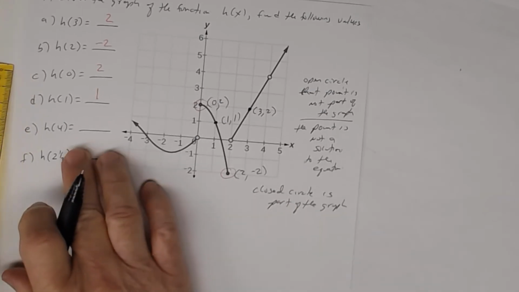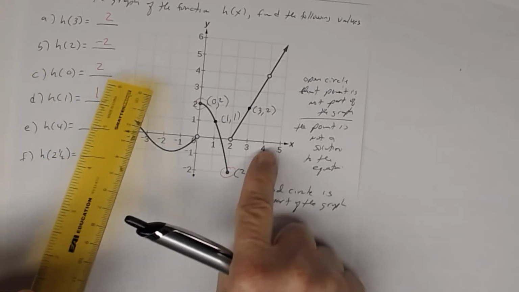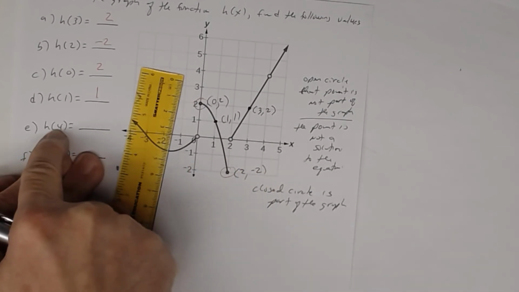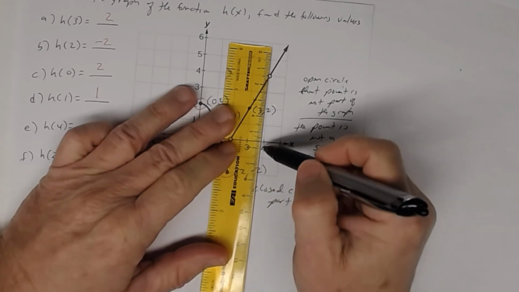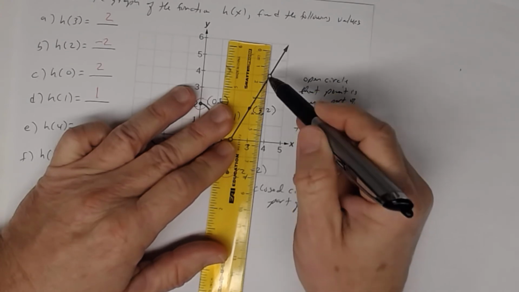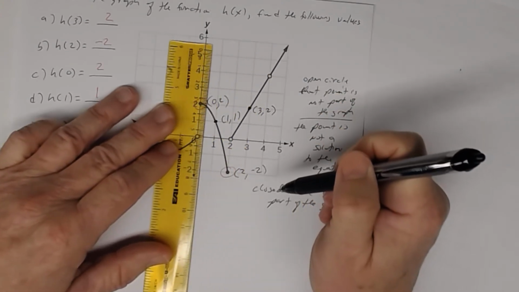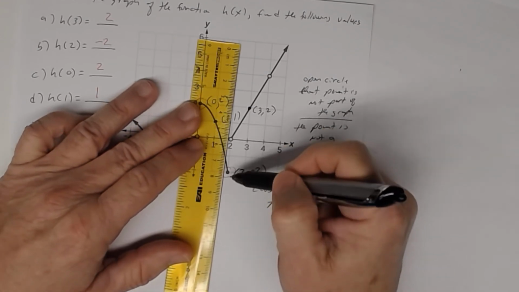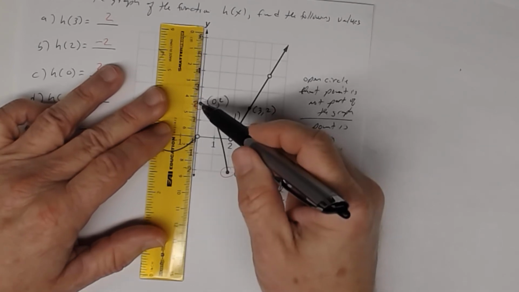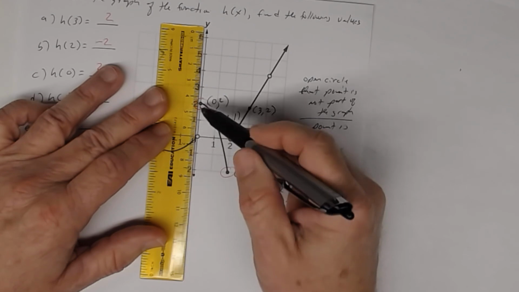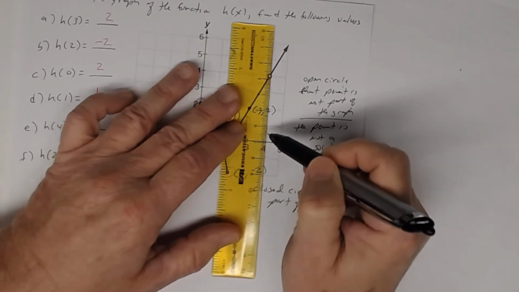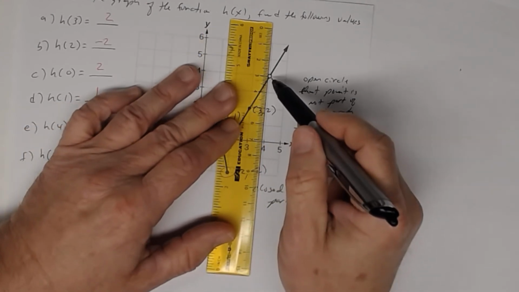All right, h of 4. Now listen carefully to what I'm going to say here. So h of 4 means what's the y value when x is 4? Well, when x is 4, you get this point here, right? An open circle. But you don't see a closed circle anywhere, do you? See, when you did h of 2, you had a closed circle. When you did h of 0, you had a closed circle. You had an open and a closed, but you at least had a closed, right? Here, you have an open only.